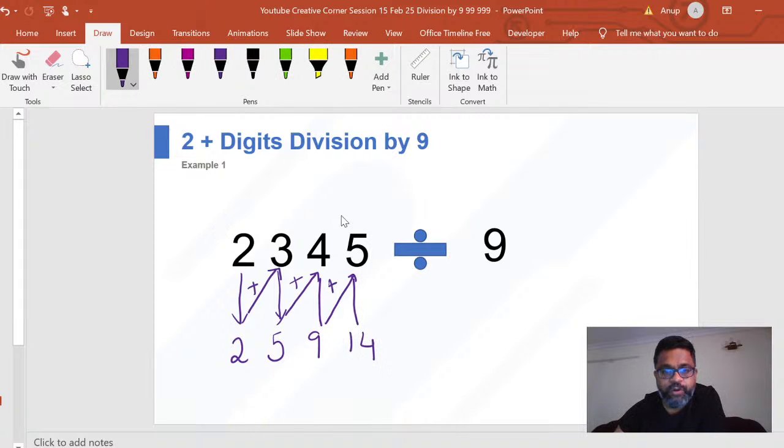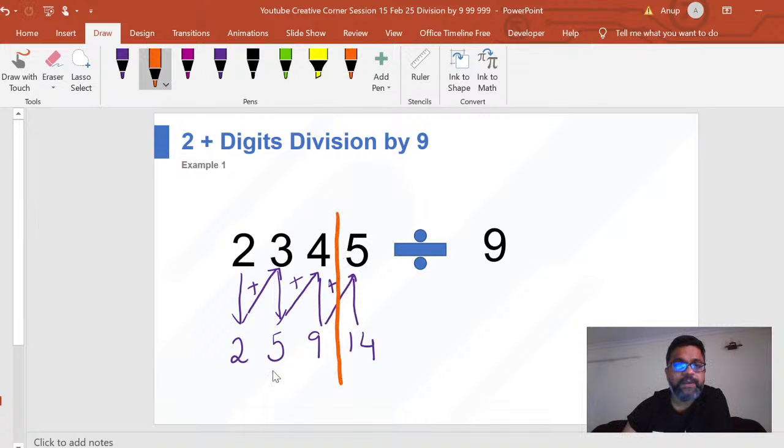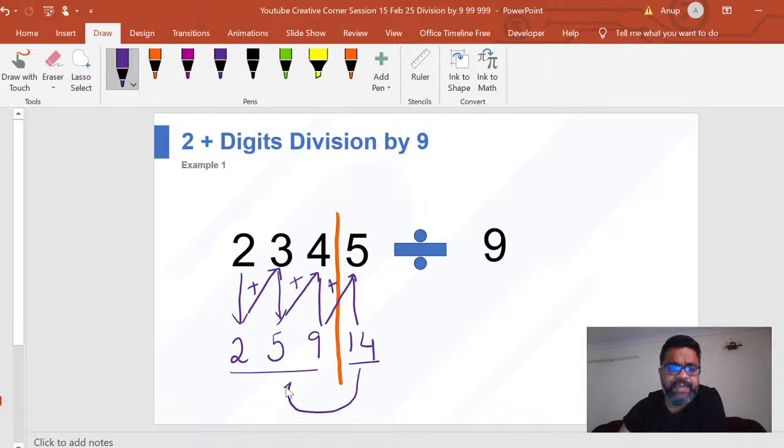Now remember, I'm going to draw one line because, oops, I wanted to draw that line in a separate color. That is why. Okay, see, I've drawn that line here. Now this is my quotient and this is my remainder, right? This is my quotient, this is my remainder. But remember, a remainder can never be greater than the divisor. So you got to give away one 9 here. You will give away one 9 here.